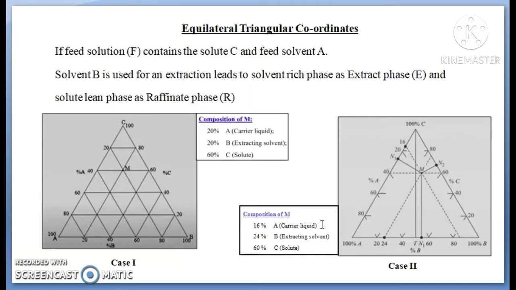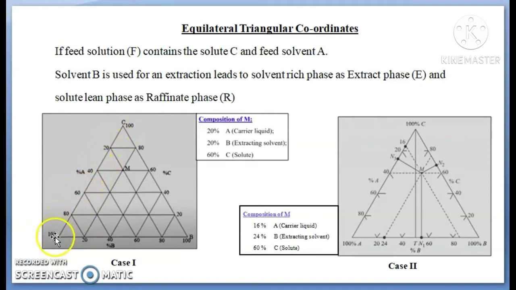In this equilateral triangular diagram, we will be studying two different cases. First of all, the apex of the equilateral triangle indicates 100% of each component. Say A here is 100%, C solute is 100% at the top, and the extracting solvent B is showing 100%. Here, if we want to study the percentage, it goes on decreasing. Percentage of A goes on decreasing as we move towards C.